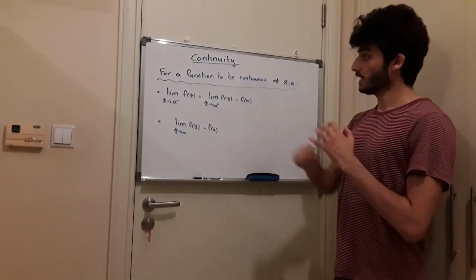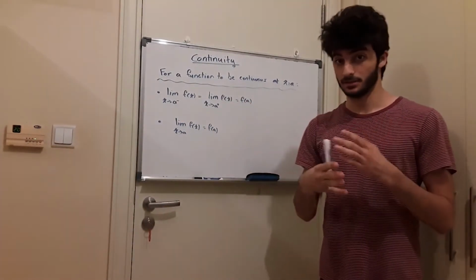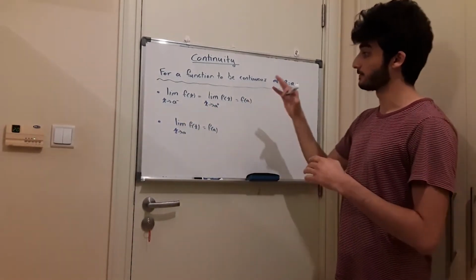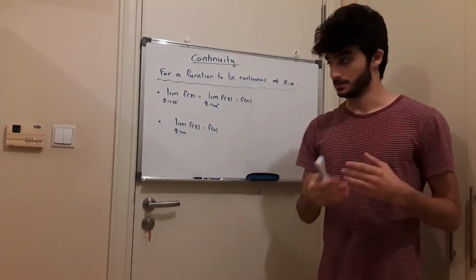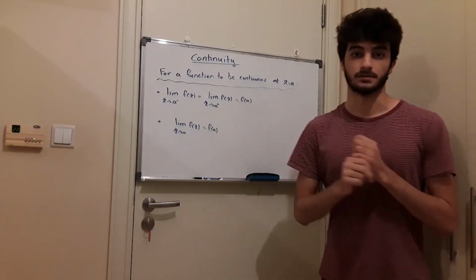Now, if only this is equal to f(a), then it would be called left continuous, because only the left side limit is equal to this. And if only this is equal to f(a), then it would be called right continuous, because only the right side limit is equal to f(a). And that's it for continuity.